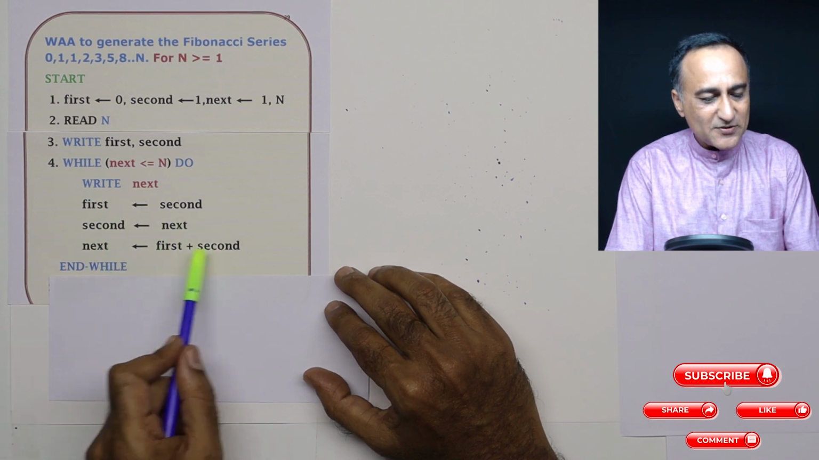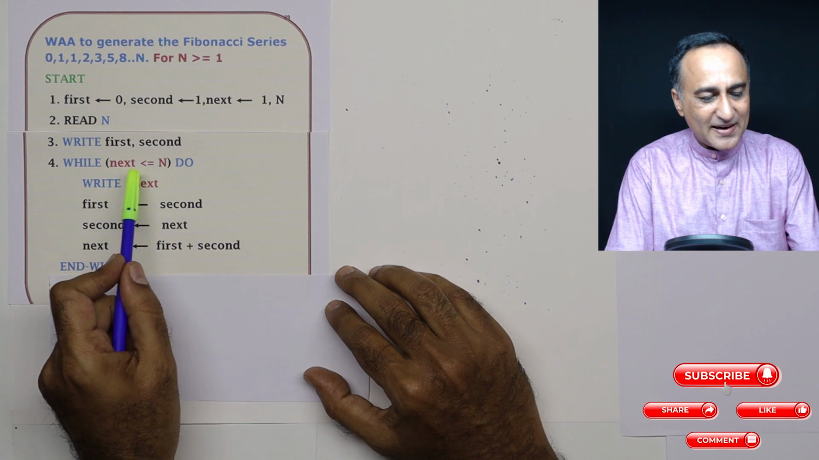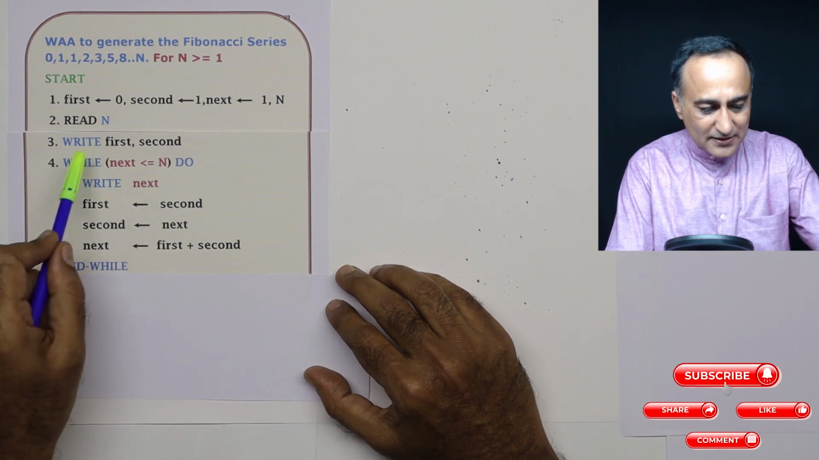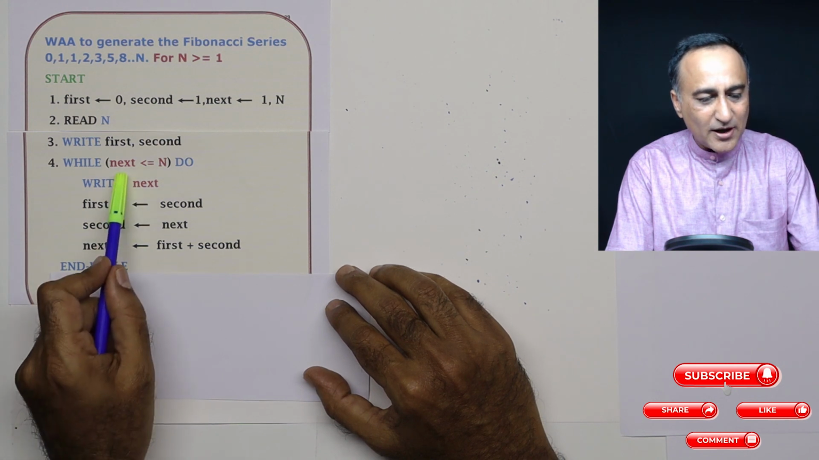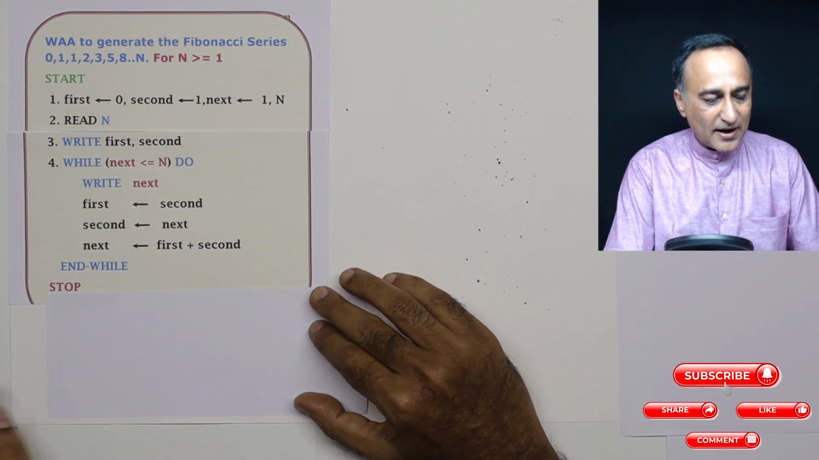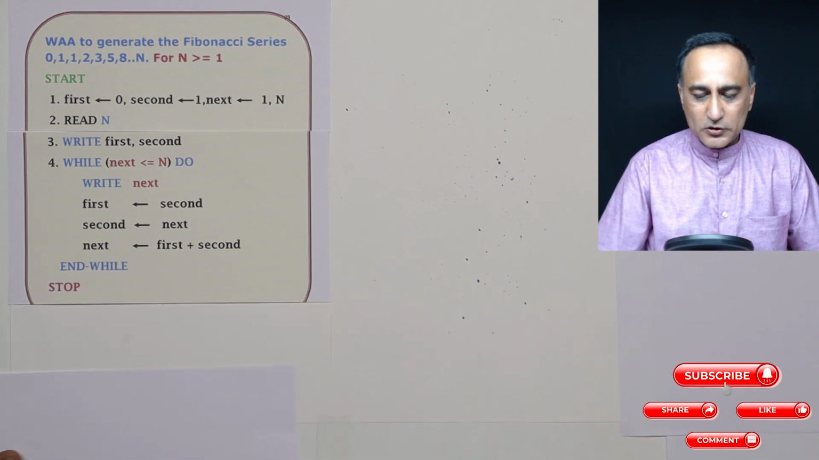Okay, 2 plus 3 is 5. Next is 5. 5 is less than or equal to 8 is true. I am going to print 5. This particular thing will continue till the value of next reaches 13. At that point, this loop is going to fail because the condition is not true. And once I come out, I am just required to stop.